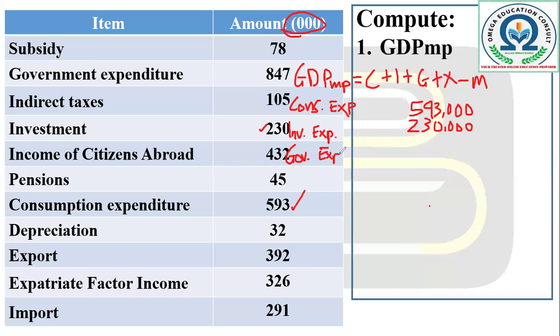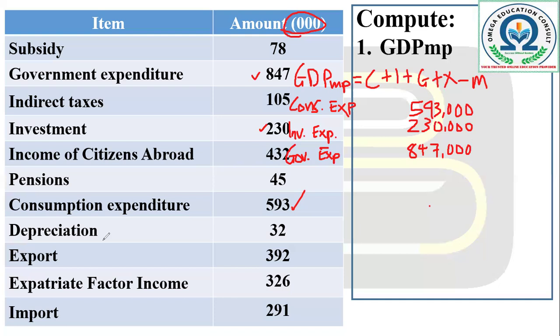So government expenditure, let's identify that. So government expenditure is given as 847,000. So write 847,000. Now take note how all the values are carefully aligned. Okay, so we have 847,000. The next item is exports.